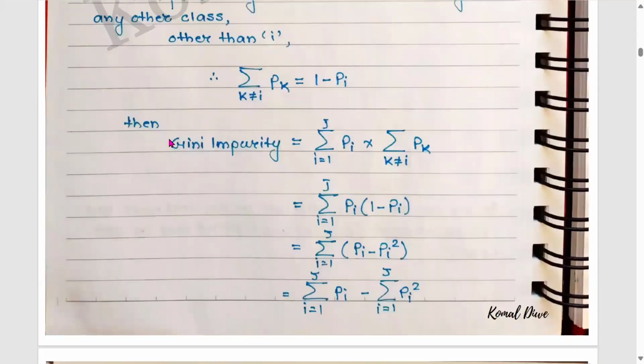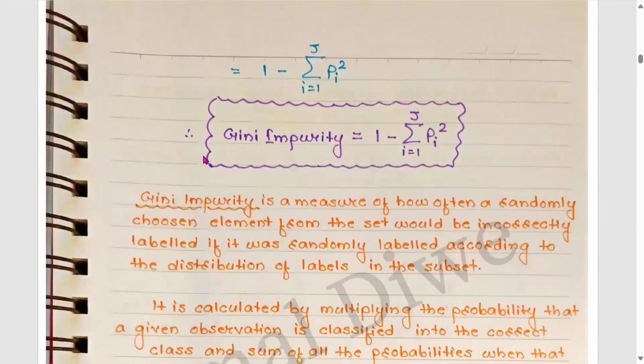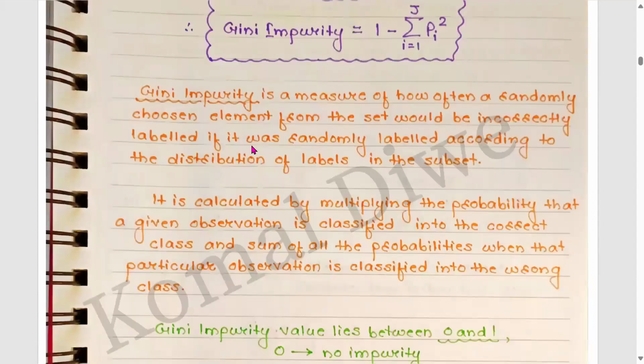And this is the formula for Gini impurity. Make sure to write down all these notes, pen down. This is the final expression of Gini impurity: 1 minus summation of Pi whole squared. Let's understand the meaning and fundamental concept of Gini impurity.